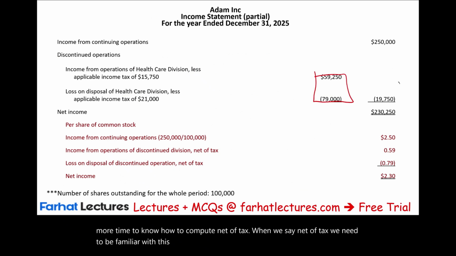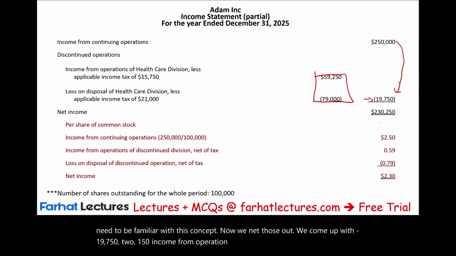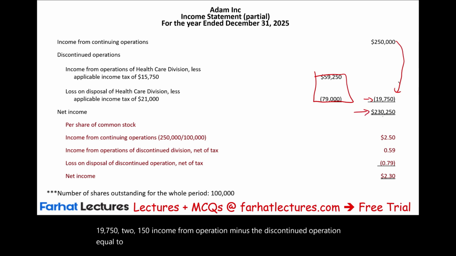Now we net those out. We come up with negative $19,750. $250,000 income from continuing operations minus the discontinued operation equals net income of $230,250. That's fine.